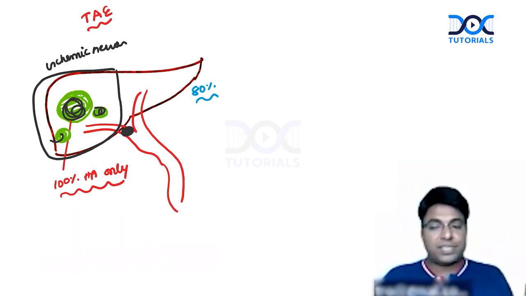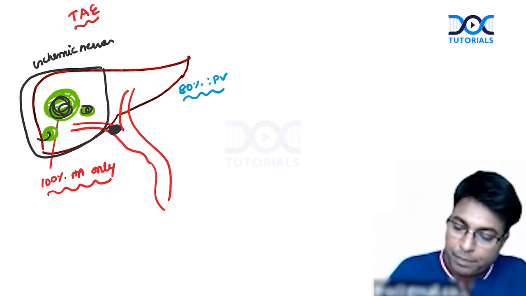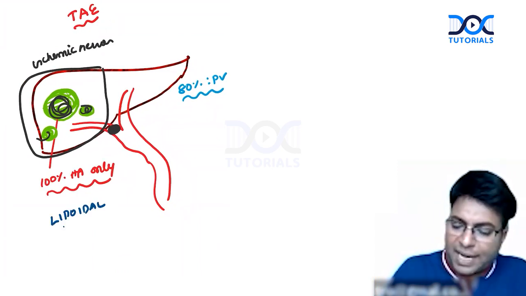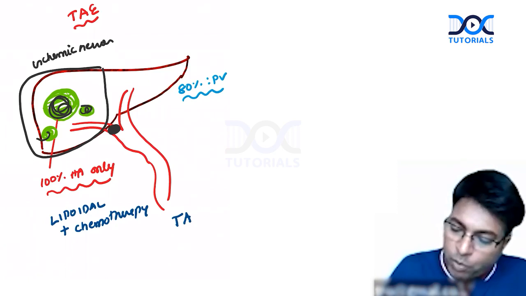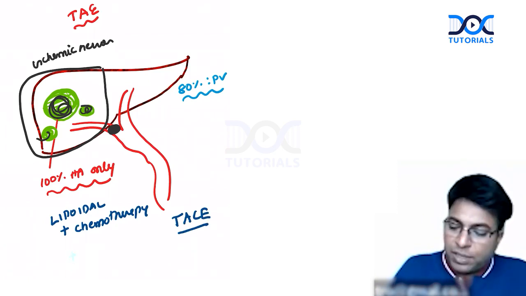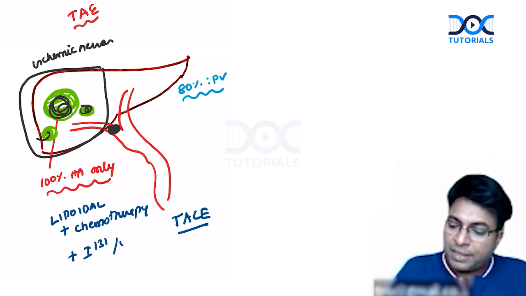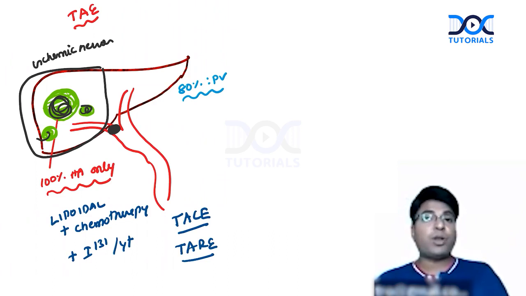This is embolization. This is done with the help of special substances like lipiodol, or many particles are there. Now, recently with the lipiodol, they started attaching chemotherapy agents also. If you use chemotherapy, that is known as transarterial chemoembolization. I can use iodine 131 or yttrium also. That is known as transarterial radioembolization. So these are all various methods of embolization.